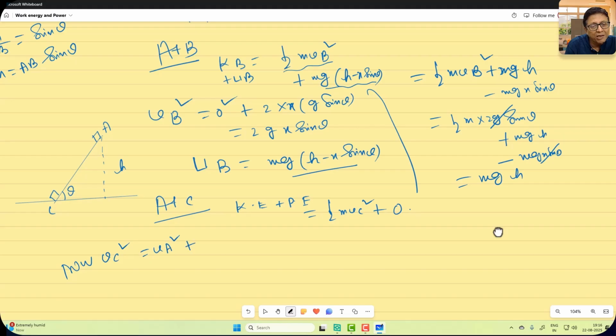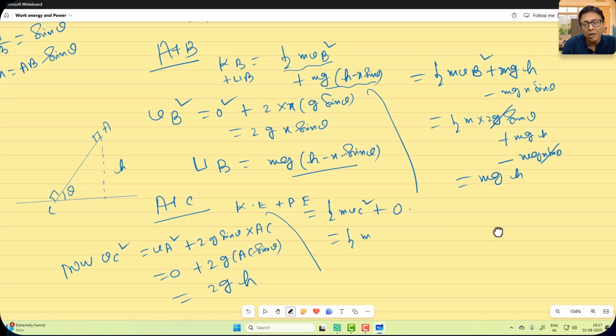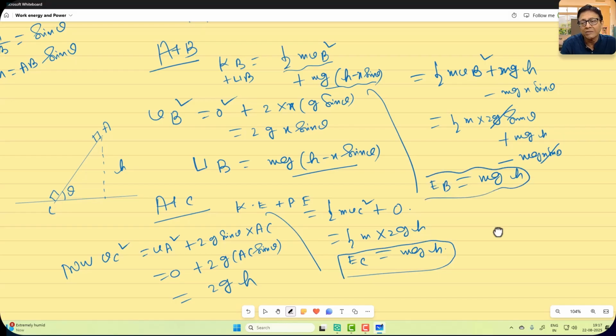Va square plus 2g sin theta into AC. Va is 0. 2g into AC sin theta. AC sin theta is what? It is h. So this is going to be half m into 2gh, which is mgh. So energy at C you got mgh. Energy at B you got mgh.